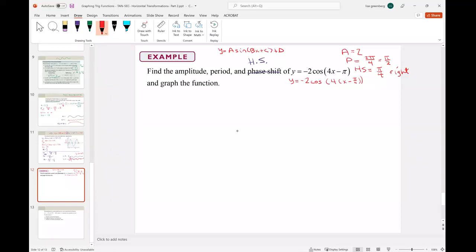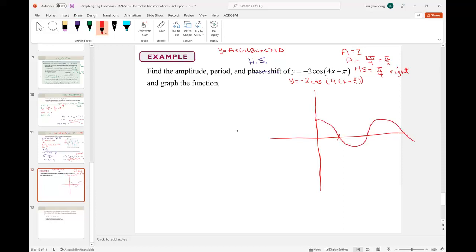Okay, good. So we found our amplitude, our period, and our horizontal shift. Now what we're going to do is graph it. Let's do it very simply. So we have our original. It is cosine. I thought I changed it. So it's cosine. That means we're starting here and we're doing this.